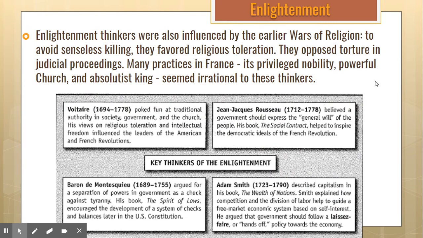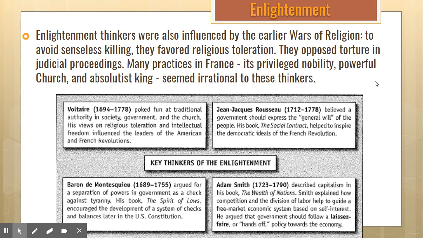So Enlightenment thinkers were also influenced by earlier wars of religion. They couldn't believe that there were Protestants and Catholics fighting each other. So to avoid this senseless killing, they favored religious toleration. So everyone pretty much equal. You can practice whatever religion that you want. Again, that's an American idea also, and this is where we get it from.